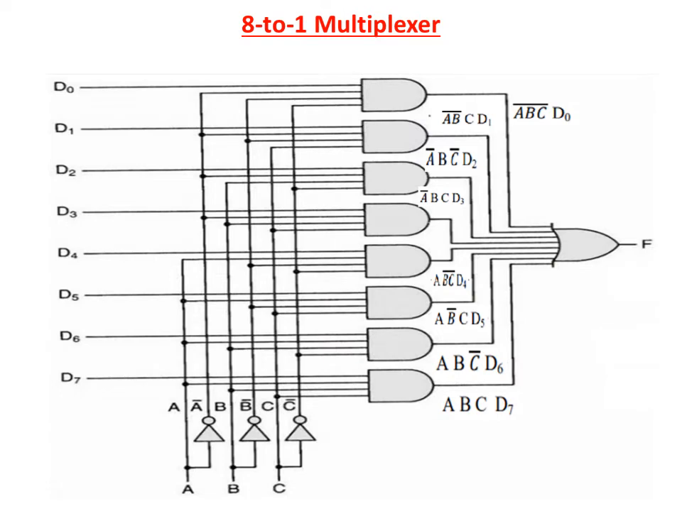This is the logic diagram for 8 to 1 multiplexer. The selection inputs are A, B, C and the 8 inputs D0, D1, D2, D3, D4, D5, D6, D7 are represented here and the single output Y.